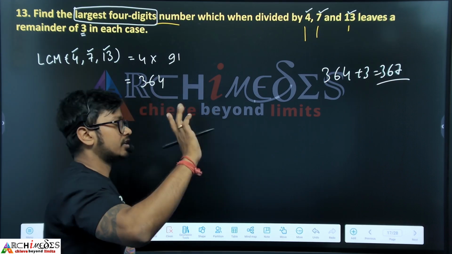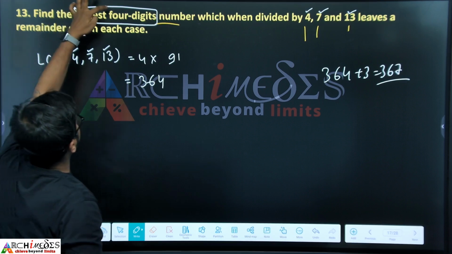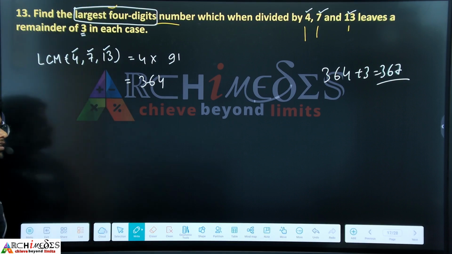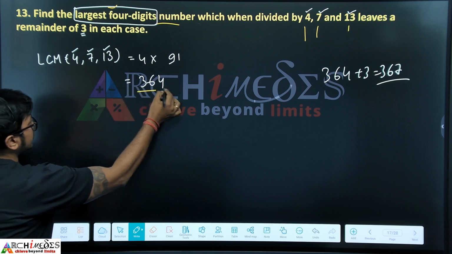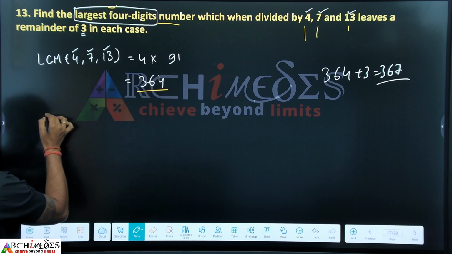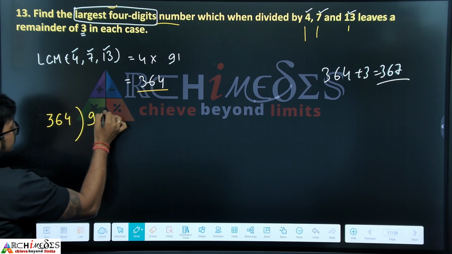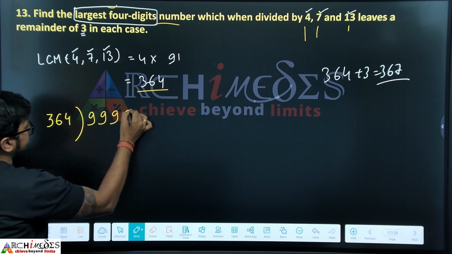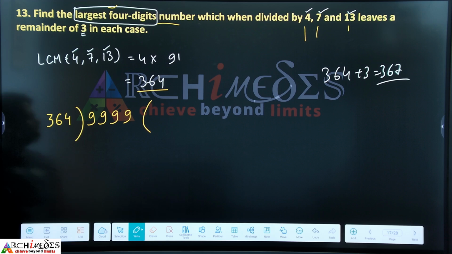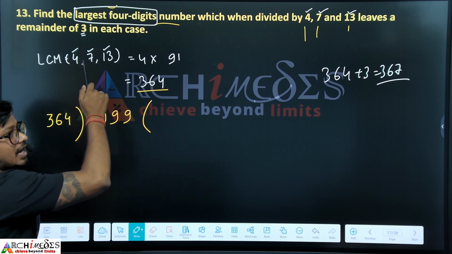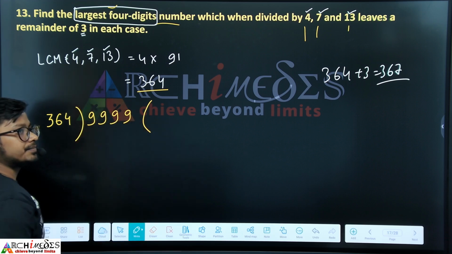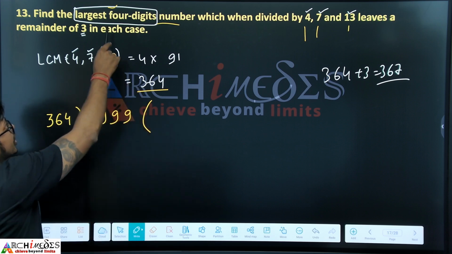But listen carefully now. Now it is the largest 4-digit number. So what is the largest 4-digit number? You have to divide this number. Remainder is the last thing, remember, in the LCM process. So you have to divide the largest 4-digit number. So what is the largest 4-digit number? This. If it were the largest 5-digit, you know what to do? Clear? Homework is to do the 5-digit.